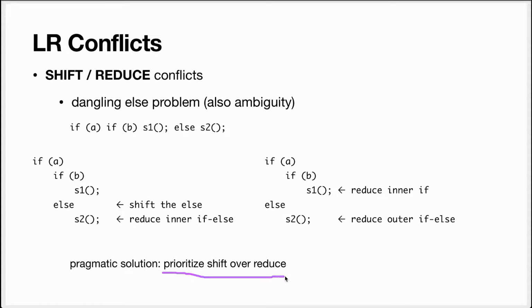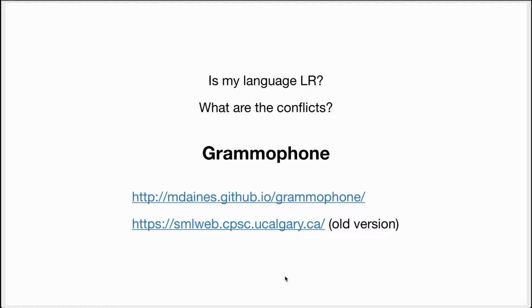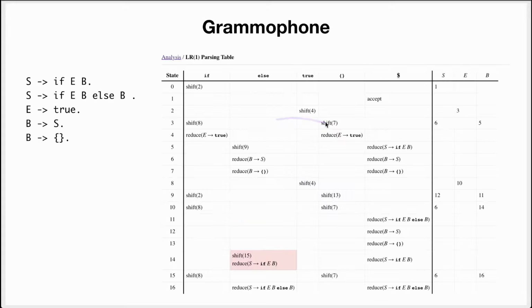Remember, when we talked about LL, I told you about this tool Gramophone. This tool helps in seeing properties of grammars, and it will also tell you the conflicts. So let's see the if-else example in Gramophone. This is the grammar input. The format's a bit different from what we usually do, but it's very similar. And what you have here is the LR1 parsing table. I will explain it very quickly.